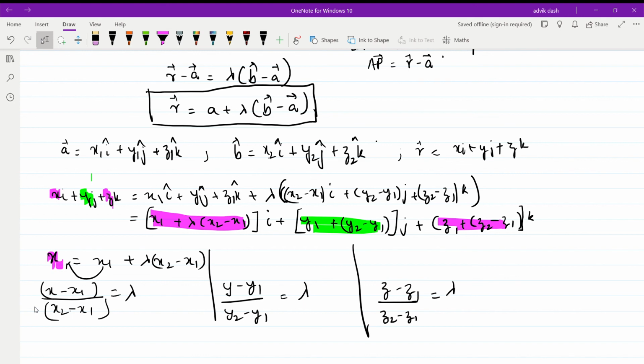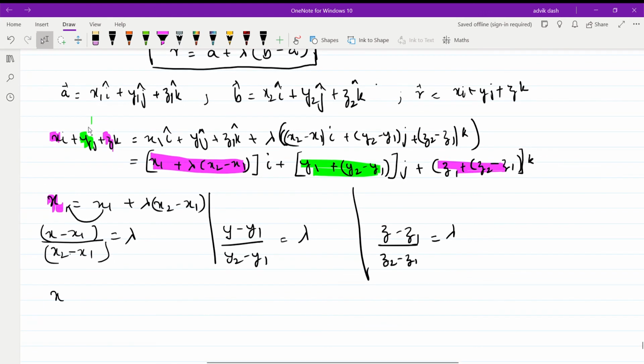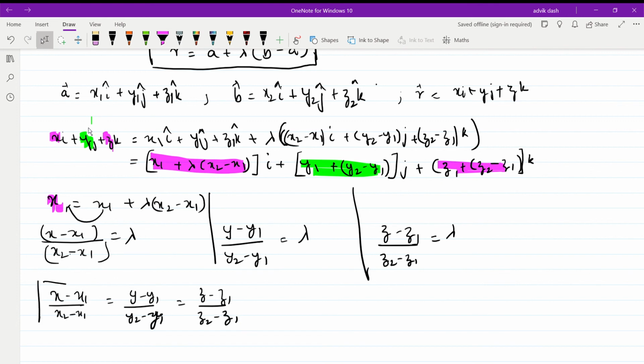If I put all these together, I get x minus x1 by x2 minus x1, which is equal to y minus y1 by y2 minus y1, which is equal to z minus z1 by z2 minus z1. This is the equation of the line passing through 2 points. The two given points are x1, y1, z1 and x2, y2, z2. x, y and z should be there to get the equation of the line in space.